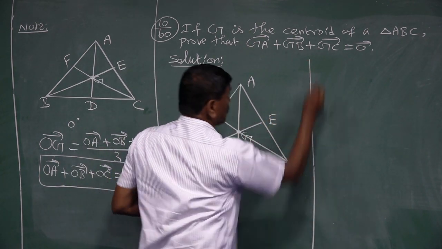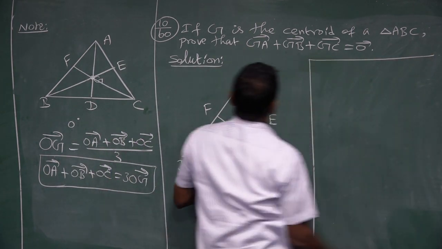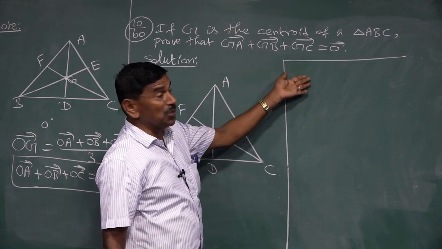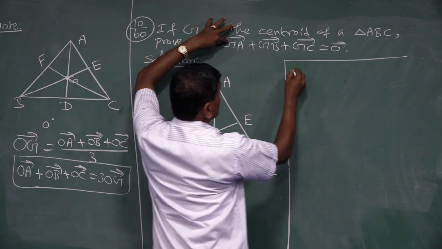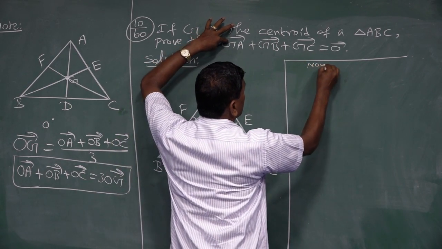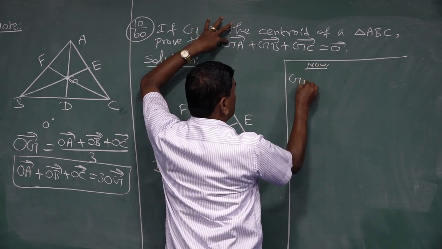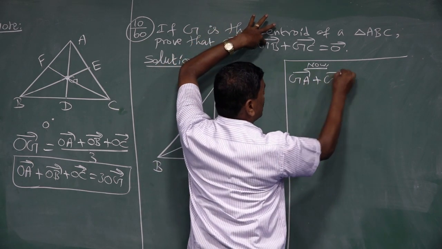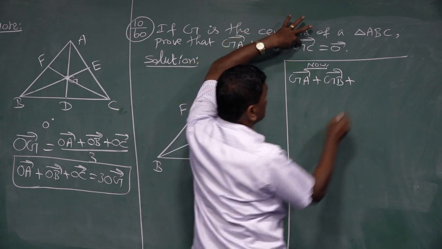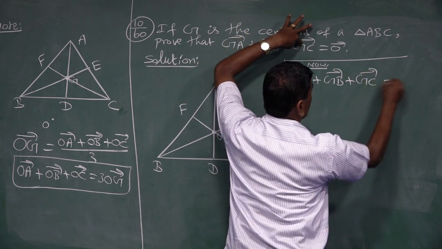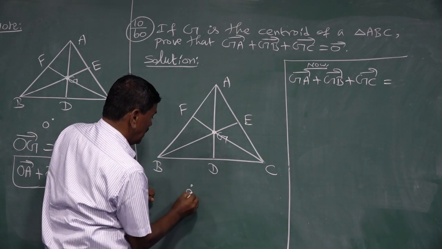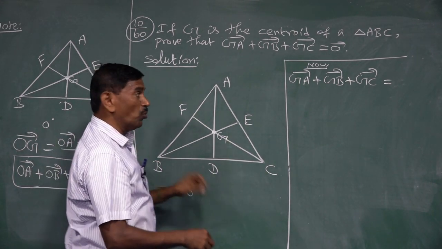Okay. Now come to the question. Now let us take LHS of the question. The LHS of the question is GA vector plus GB vector plus GC vector, which is equal to. And also let O be the origin. Origin is anywhere, let O be the origin.